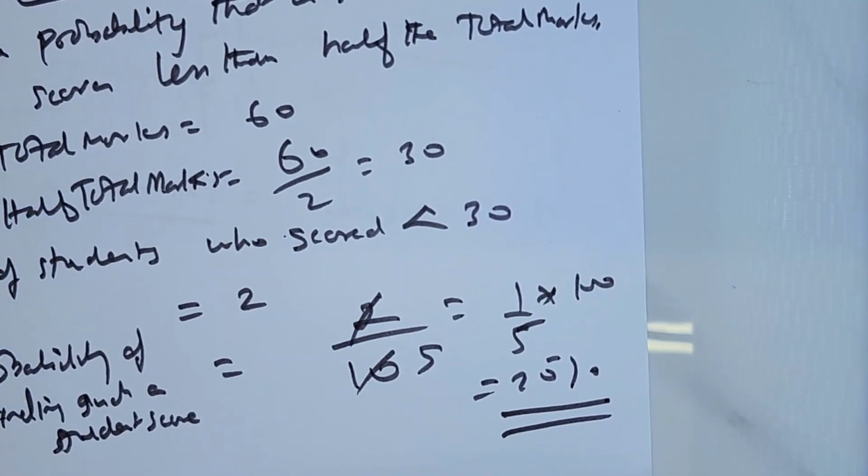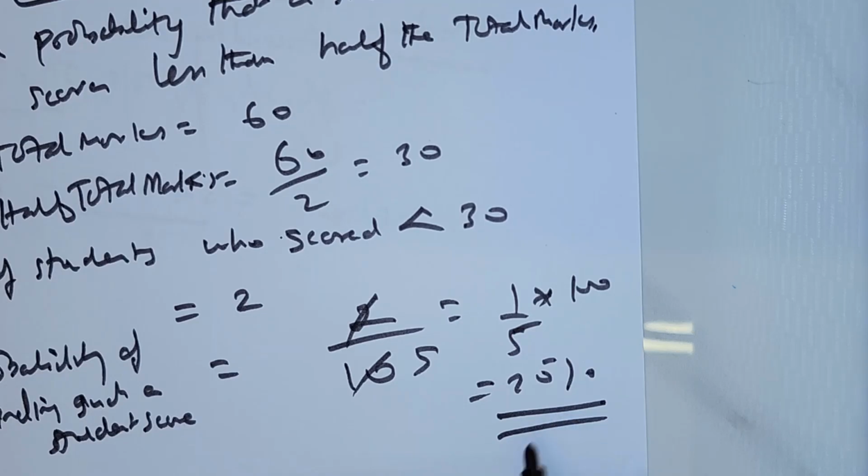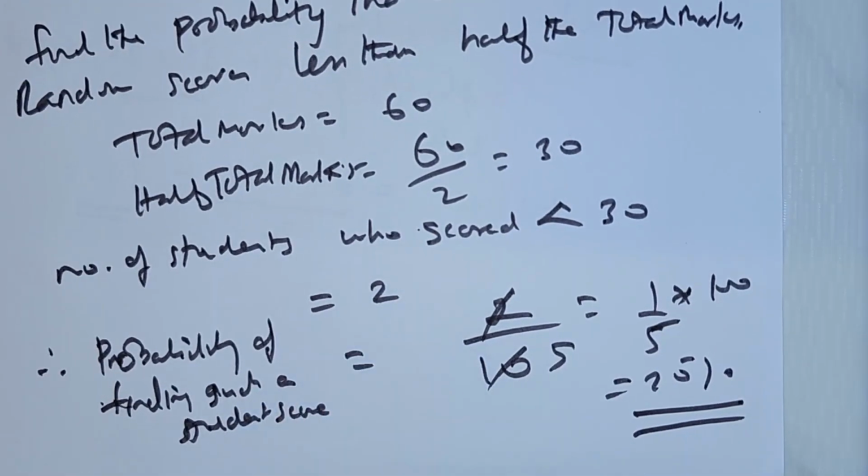success. Okay, so that is the solution. 20% is the success rate for this particular selection or for this probability. Now this is the next question.